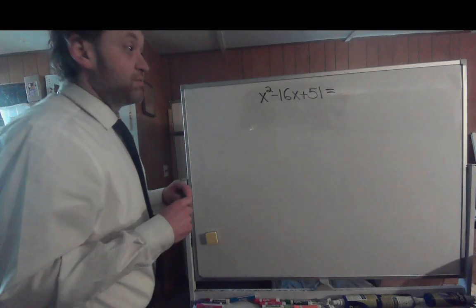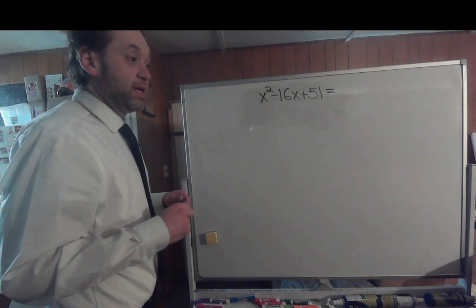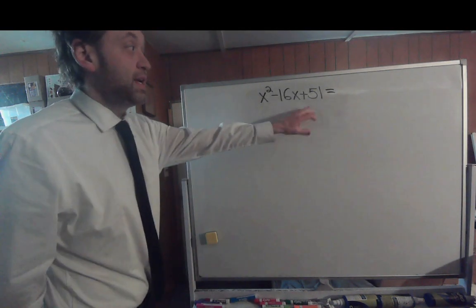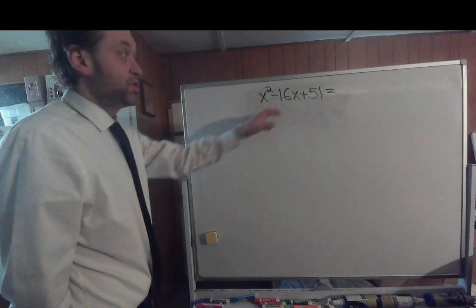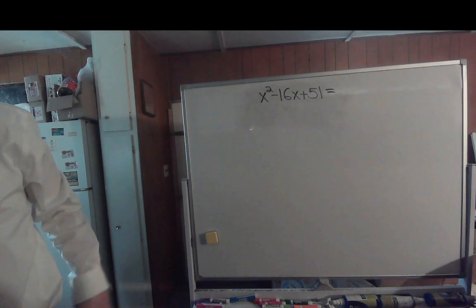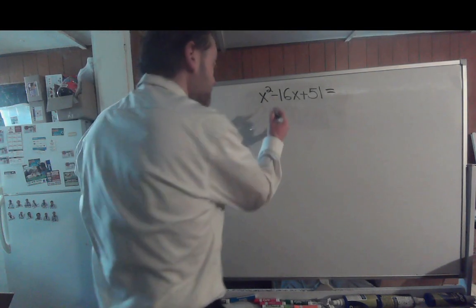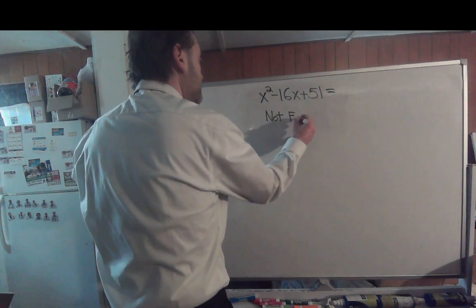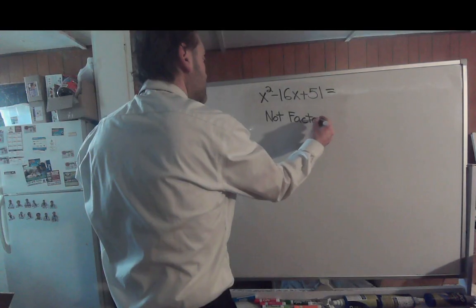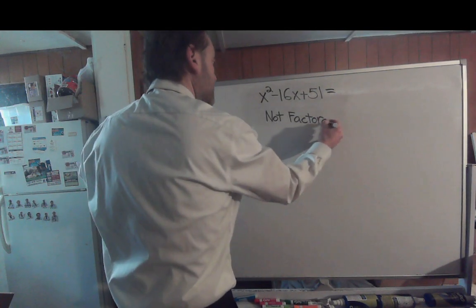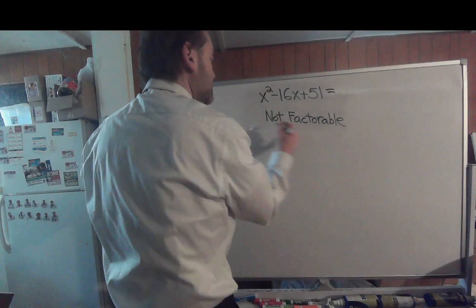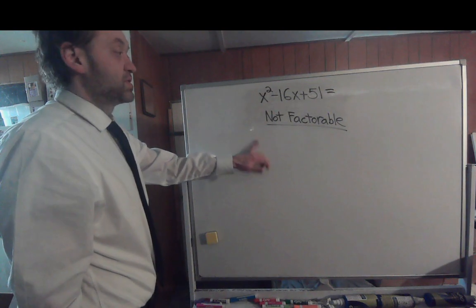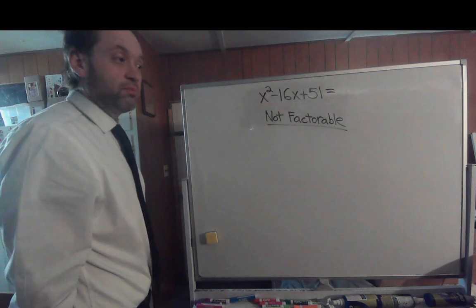So the very next one we have is going to be 3 and 17. Negative 3 and negative 17. Add them together, you get negative 20. And really, there's nothing else we have. So this is not factorable. You can't factor this, because there are no factors that would give you negative 16 in the middle.